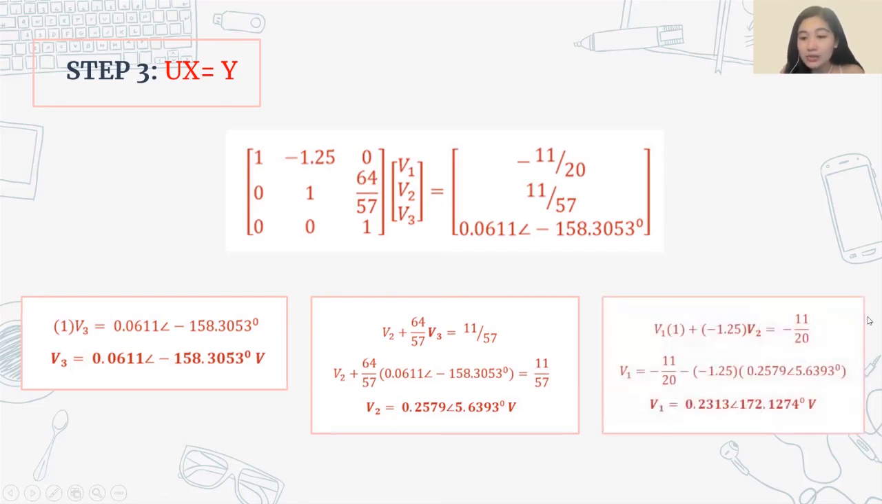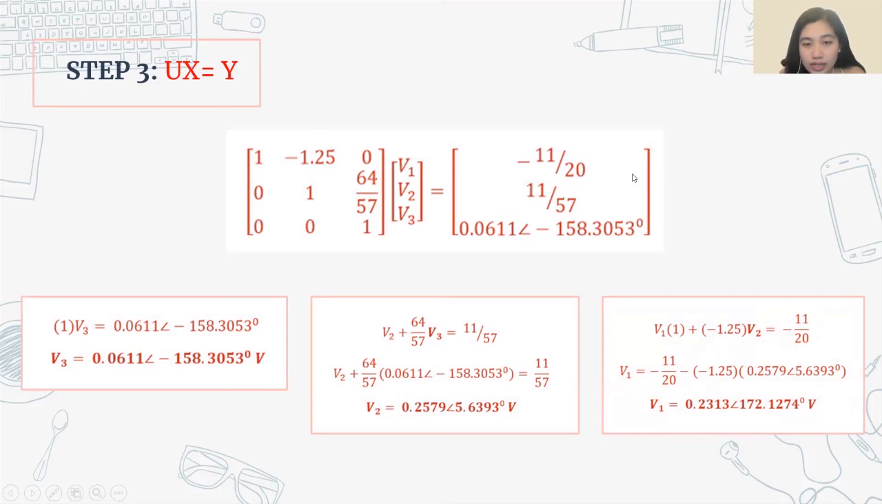And lastly, we are going to solve for our voltage 1. Mas madali na siya since may values na tayo ng V2 and V3. But here, we are just going to make use of our V2, since ang ating V3 is mapapatapat sa multiply with a 0, so 0 na agad siya. So, hindi na natin siya isasama. So, our V1 times 1 plus our negative 1.25 times V2.